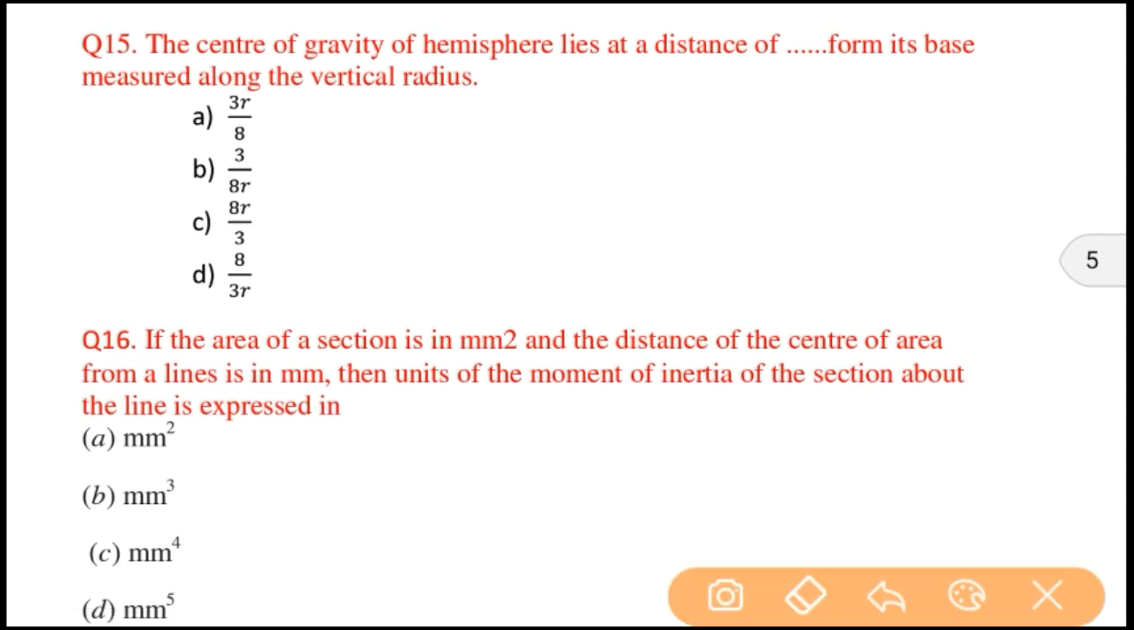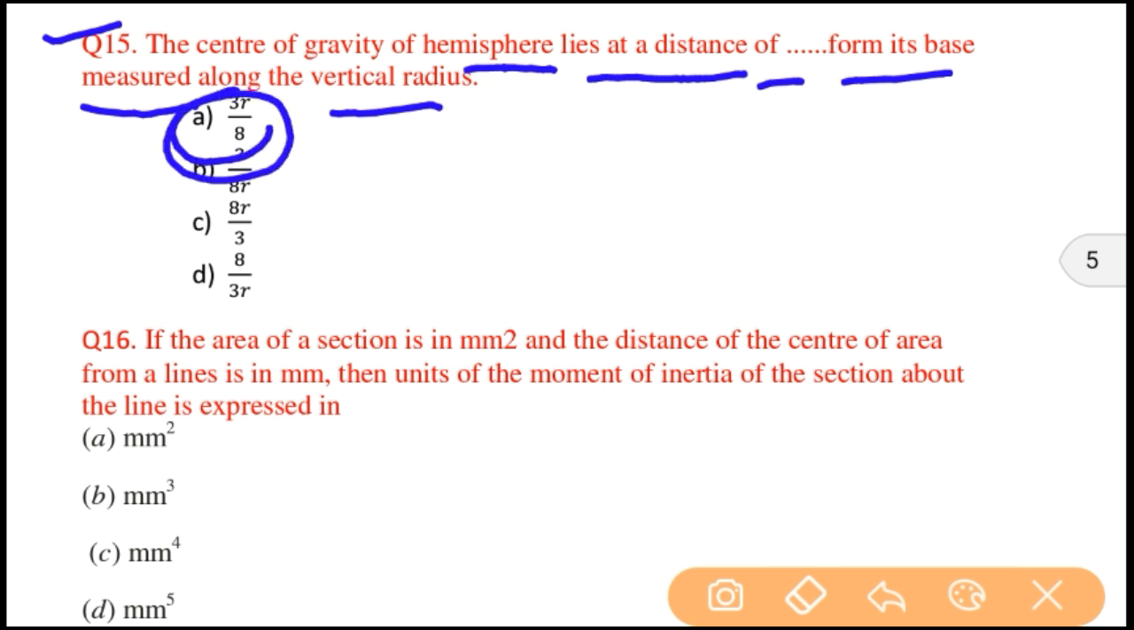In the next question, the center of gravity of a hemisphere lies at a distance of dash from its base measured along the vertical radius. This is also a derived question. You have to remember the answer for this question. That is, the correct answer will be 3r/8. Option A is the correct answer.